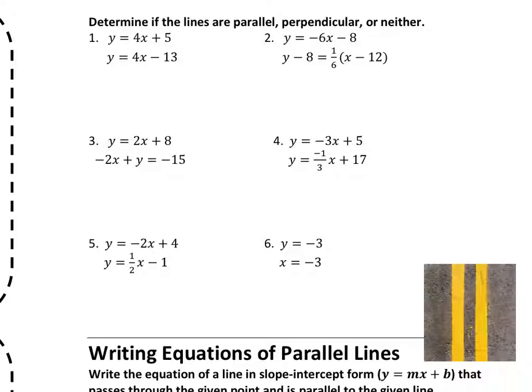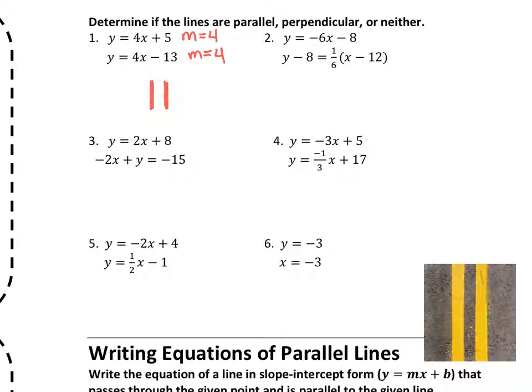If we look at the top line of the first example, what's the slope in the first line? 4. What's the slope of the second line? 4. Since they are both 4, what would we call these two lines? Parallel. So we're going to draw the parallel symbol for number 1. You can also write the word parallel if you'd like, but you have a shortcut you can use.